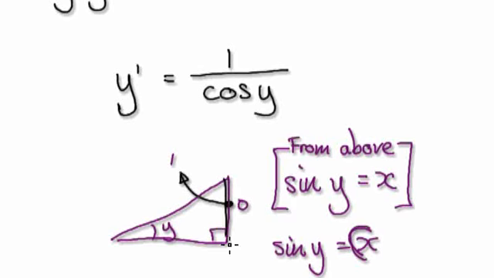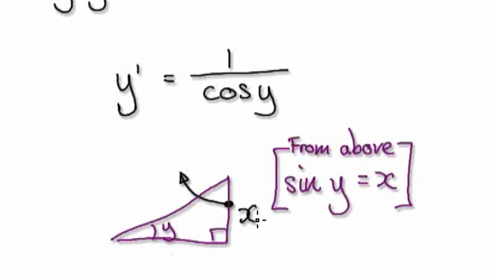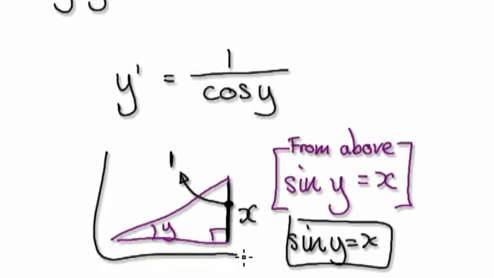If you make this length here to be x, and this length here to be 1, then you will create yourself sine y equals x. So let's just call this length x. Sine y will always be opposite over hypotenuse. Opposite is x, and we deliberately choose this here to be x and this here to be 1. So we've translated it into this.